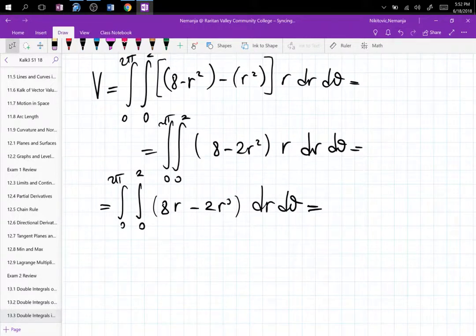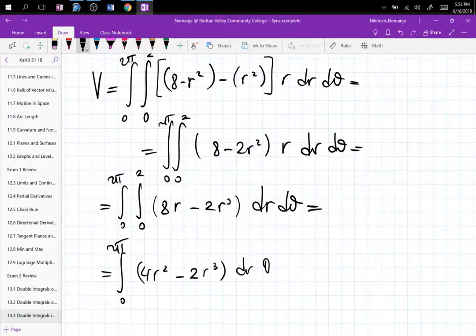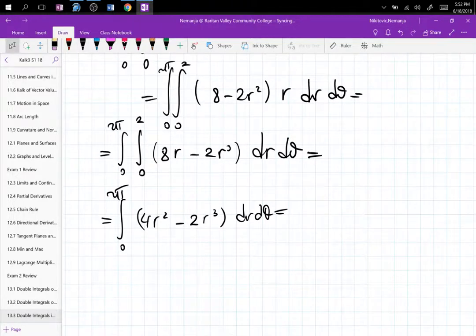So now we integrate in terms of r. Leave 0 to 2 pi on the outside. We haven't done anything yet with it. So that's r squared, so that's 4r squared, minus 2r cubed dr d theta. Computed from 0 to 2. All right, good.